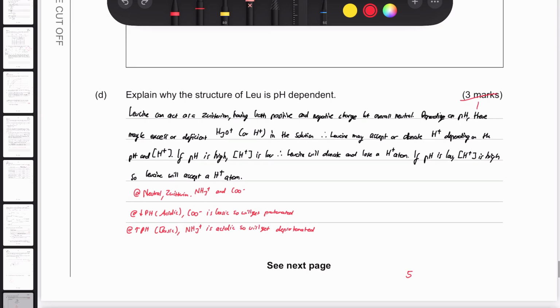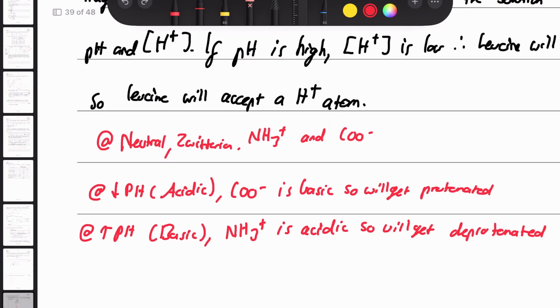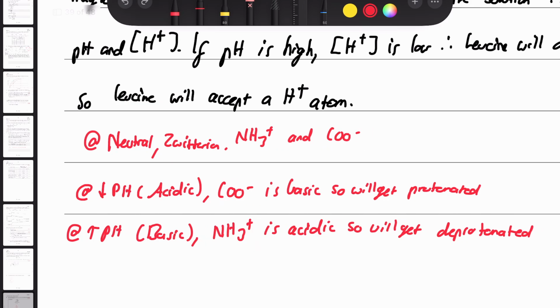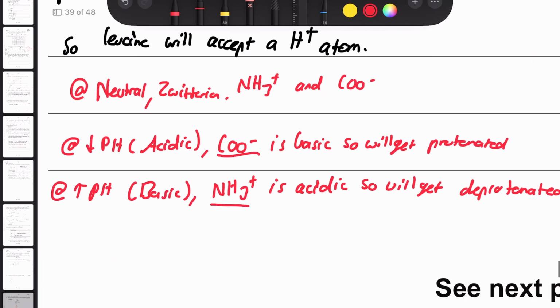Here I gave myself a mark for saying that leucine can act as a zwitterion. However, there were 2 marks I lost, which was these 2. I should have probably also talked about NH3+ and COO- for each of them as well. Since in acidic conditions the COO- is basic, it'll accept a proton. And then in basic conditions the NH3+ is acidic, so it will donate a proton and it will get deprotonated. So I lost 2 marks for the acidic and basic because I just didn't talk about the COO- and NH3+.